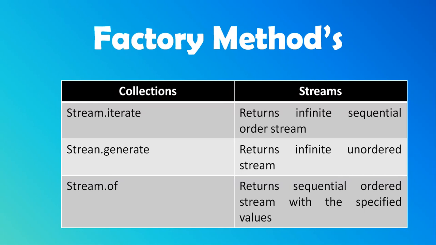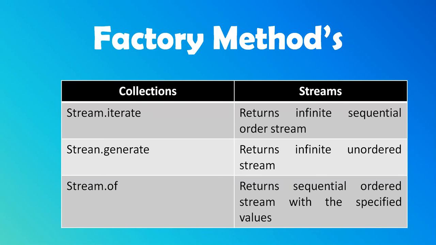Stream.iterate returns an infinite sequential ordered stream. So when you're using iterate, it will return a sequence of ordered stream. When you use generate, it will return an unordered stream. Even stream.generate also returns an infinite unordered stream. So what about stream.of? It is also going to return a sequential ordered stream with the specified values.